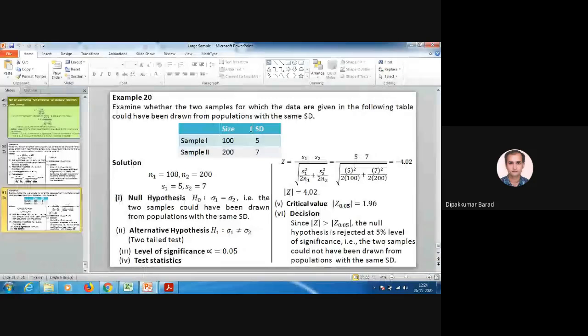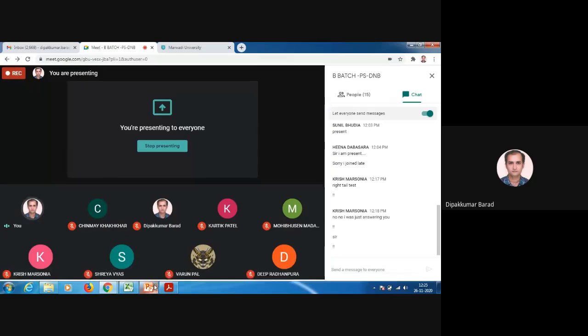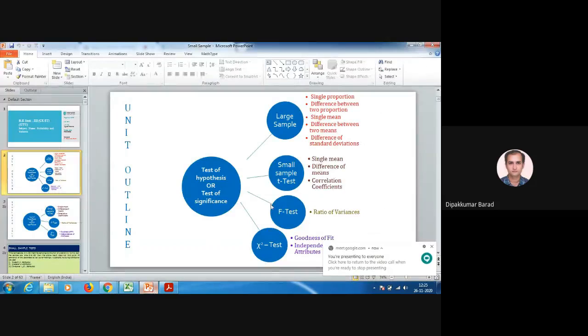So here we have completed large sample tests. In this whole unit we have discussed large sample tests for single proportion, difference between two proportions, single mean, and today we discussed difference between two means and difference of standard deviations. Okay, so large samples we have completed.